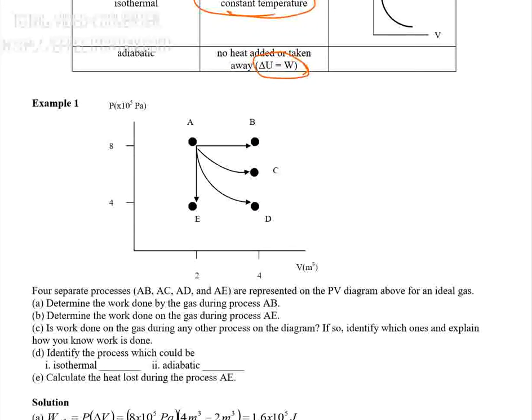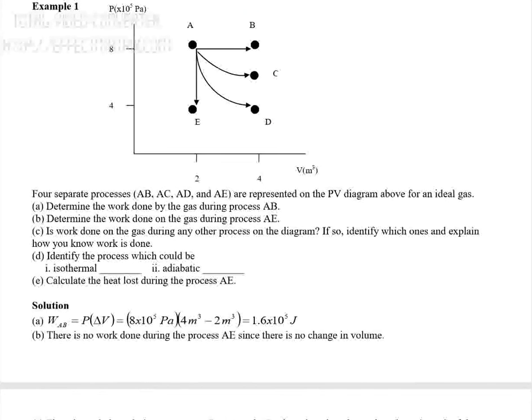Let us see one example. We have a diagram where the processes AB, AC, AD, AE are represented on a PV diagram for an ideal gas. Determine the work done by the gas during AB. We can take the area under the AB graph, and the area is what? Rectangular. Since it is rectangular, P times change in V. The pressure is how much? 8 times 10 to the power of what? Positive 5, because this pressure is expressed in terms of 10 to the power of 5.